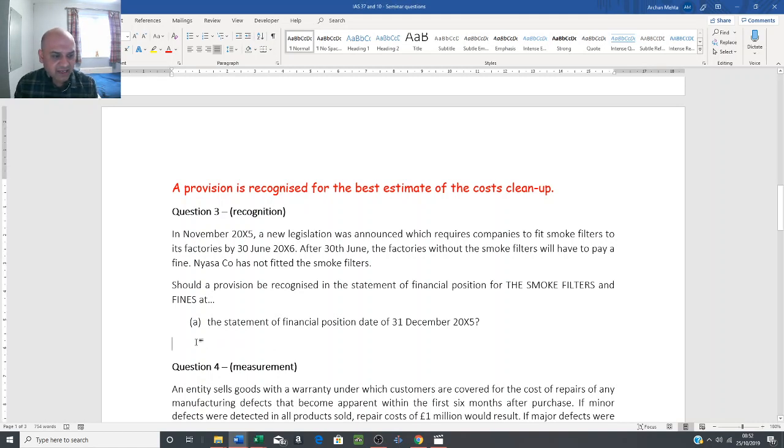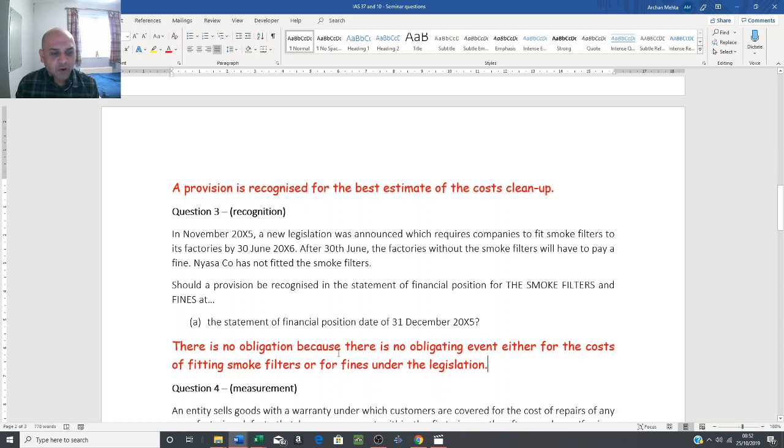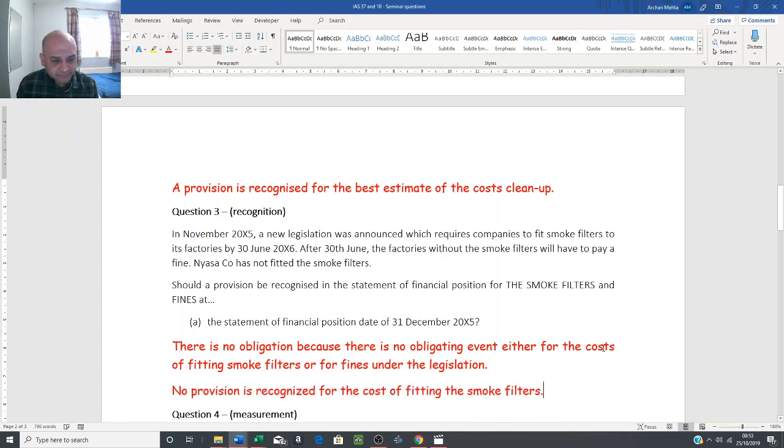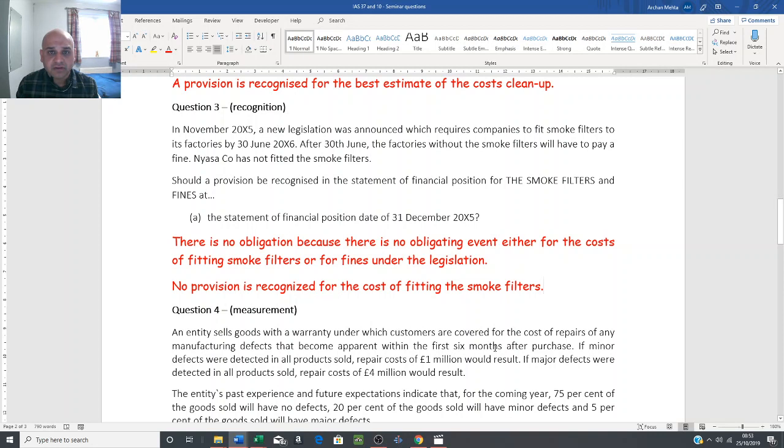So what we can say is that there is no obligation because there is no obligating event yet, either for the cost of fitting smoke filters or for the fines under legislation. The legislation doesn't require the company to fit the smoke filters by this year end. Therefore, we cannot recognize either the cost of smoke filters as a provision, nor can we recognize the cost of fines as a provision.